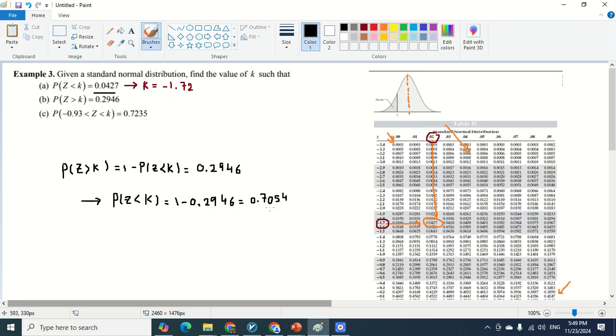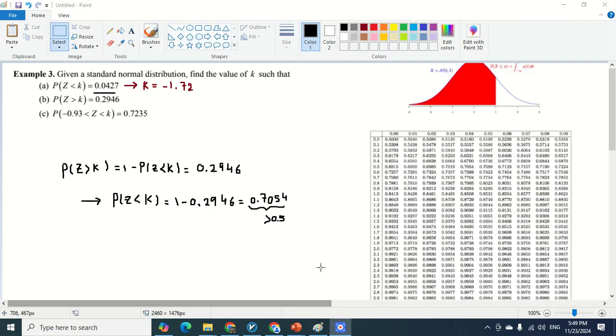This value that we found is greater than half, so it should be on the right side of the distribution, and we should look at the positive distribution table. By that, we should take a look at the positive table. Here we go, we just put the positive table over here.